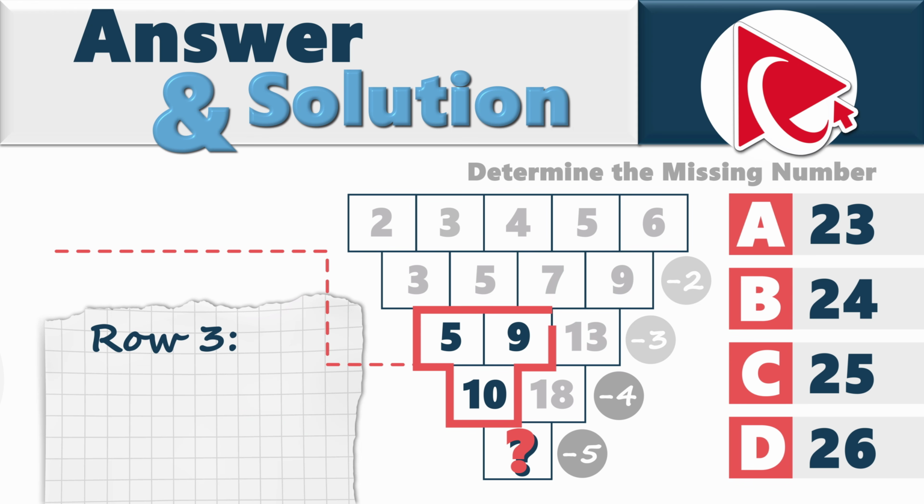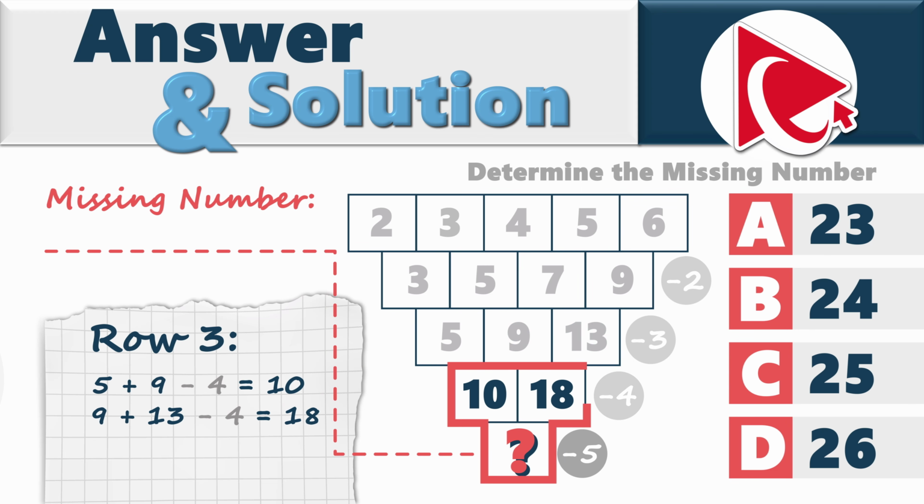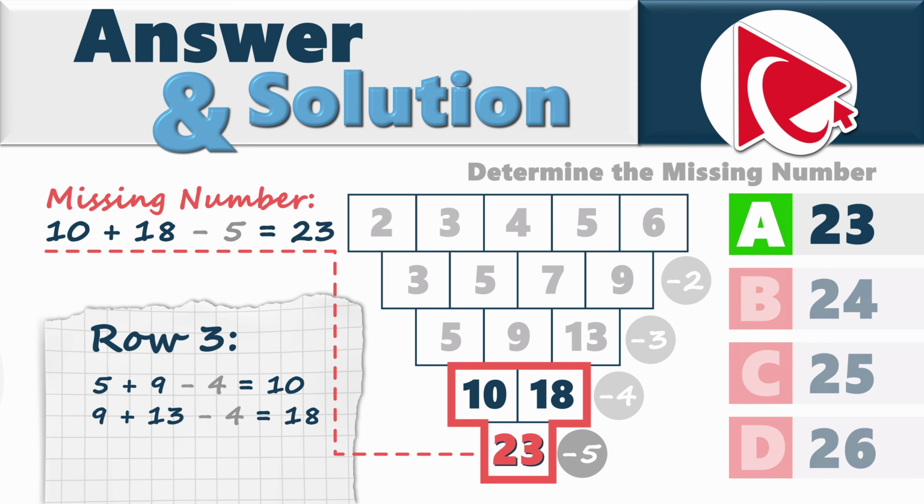Time to look at row 3. 5 plus 9 minus 4 equals 10. 9 plus 13 minus 4 equals 18. And now is the time to calculate the missing number. 10 plus 18 minus 5, the new decrement, equals 23. So the correct answer here is choice A, 23.